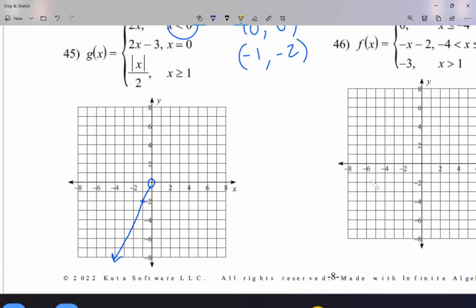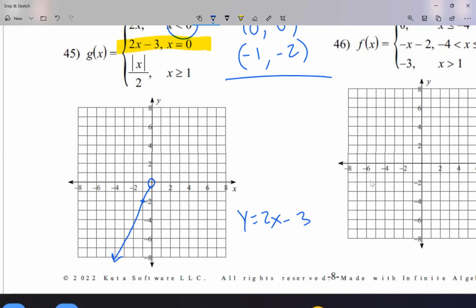Now let me take a look at the second equation. It looks like y equals 2x minus 3. I expect a line out of that one. The highest exponent is 1. But it only says x equals 0. So that's the only x value that I can choose.